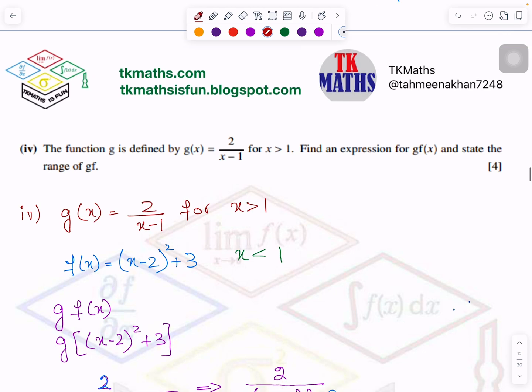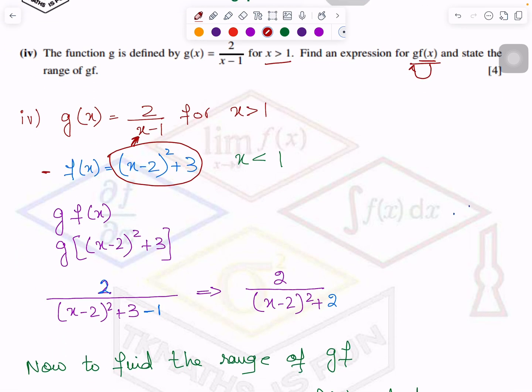Last part of the question. The function g of x is given to you, and now the domain is given to you, x greater than 1. You have to find the expression for g of f of x first of all. So let's do that part first. g of f of x means the function f will go inside g. And what is my function f? I have written here again, this is my function f. So this function will go here in place of x. You can see here I have written this part, right? So I got this expression.